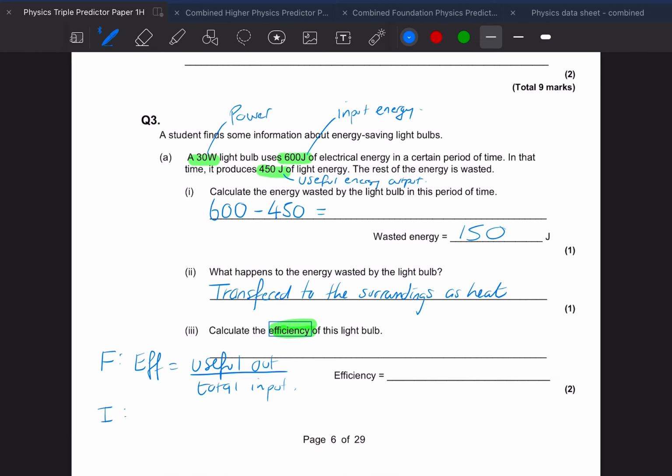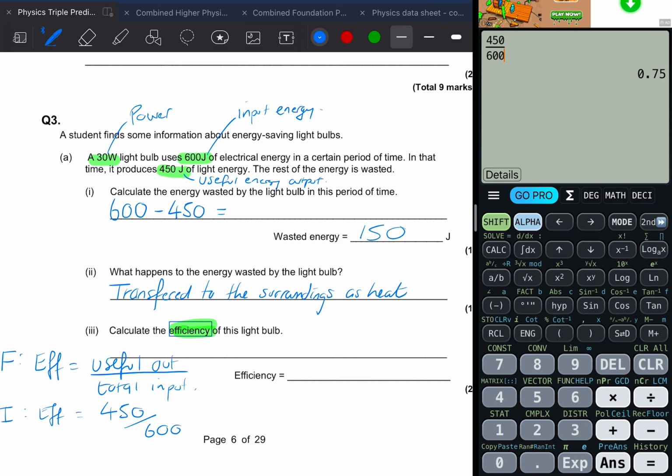Let's grab our calculator back. There's no rearranging to do. There is no converting to do. So we are just looking for 450 over 600. And we get 0.75. Make sure you are showing this working out here, because it's going to get you the credit if you, for some reason, don't put the efficiency in. And efficiency is always a percentage.